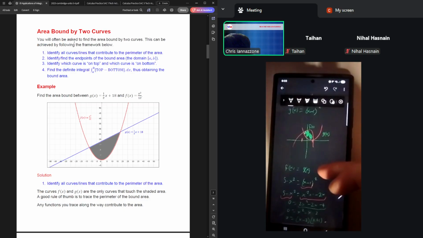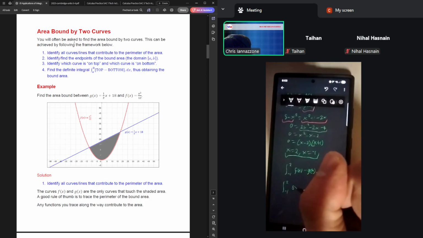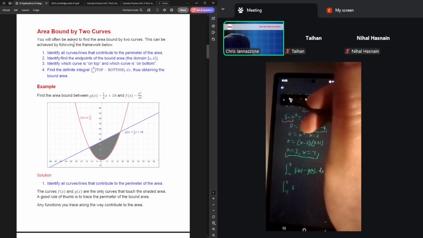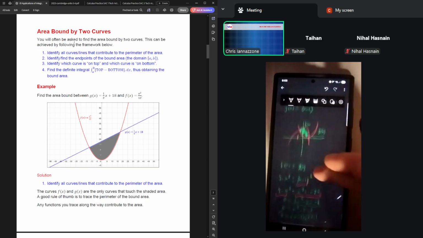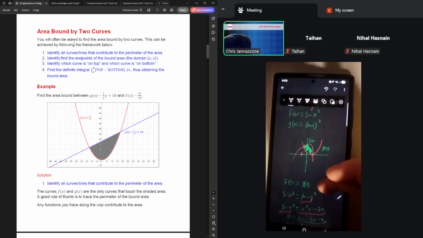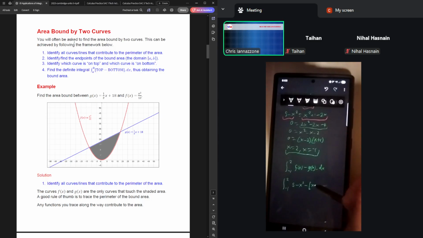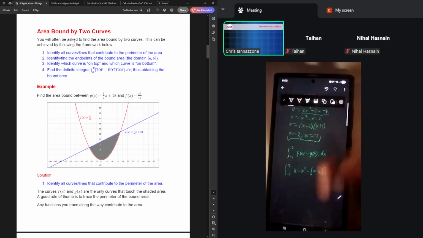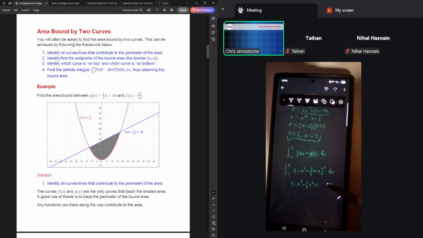So I'm going to have our f of x, so 5 take x squared, minus all of g of x. So minus, oh, it's already in brackets actually, x take 1 all squared, dx. So again, expanding that out: 5 minus x squared, minus x squared plus 1.